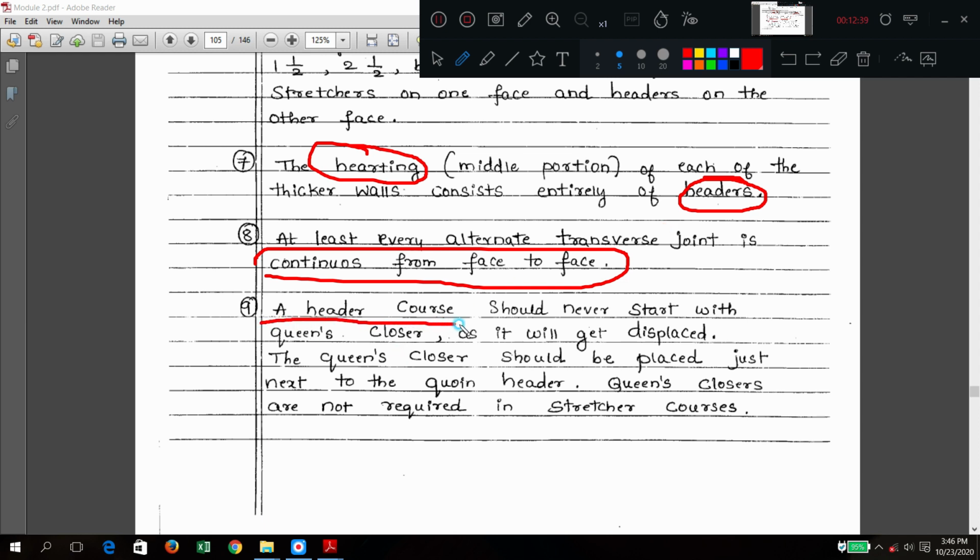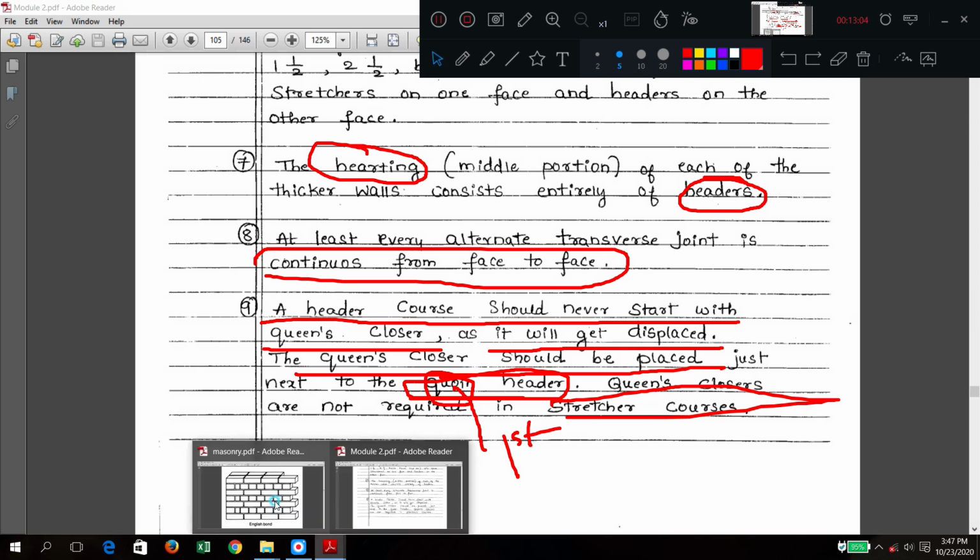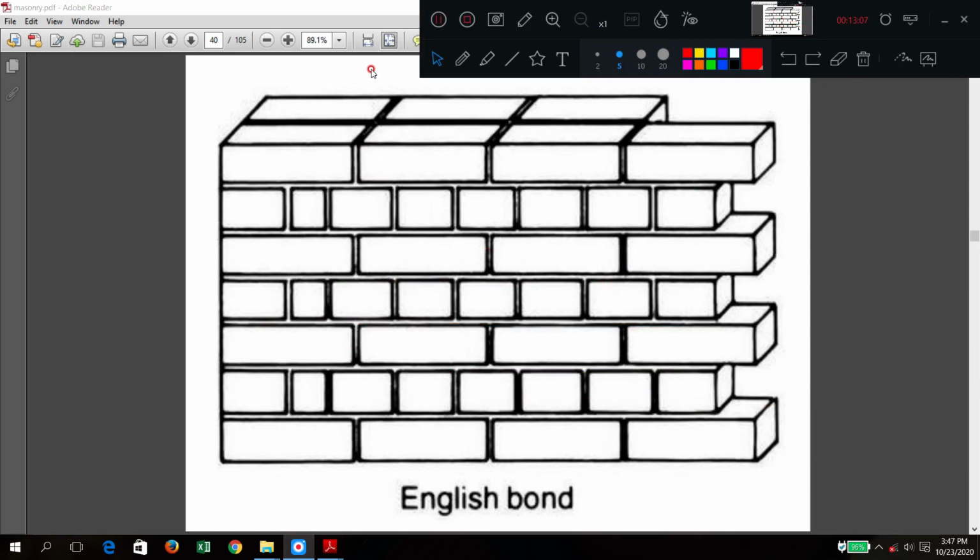Now, a header course should never start with a queen closer, otherwise it will get displaced. The queen closer should be placed just next to the queen header, or in other words, the first header. Queen closers are not required in stretcher courses. Same three points we have seen here, no? So do stretcher courses have closers?